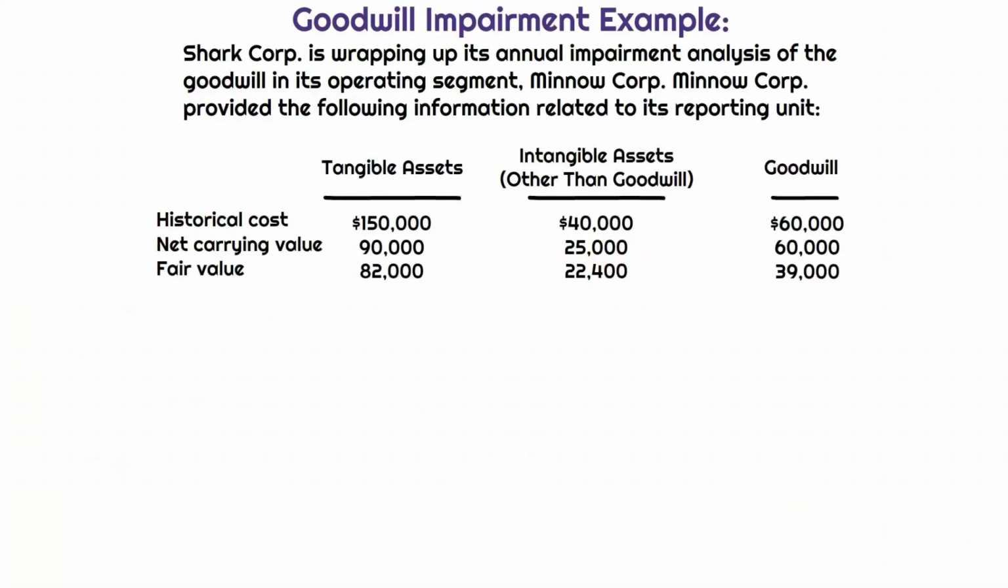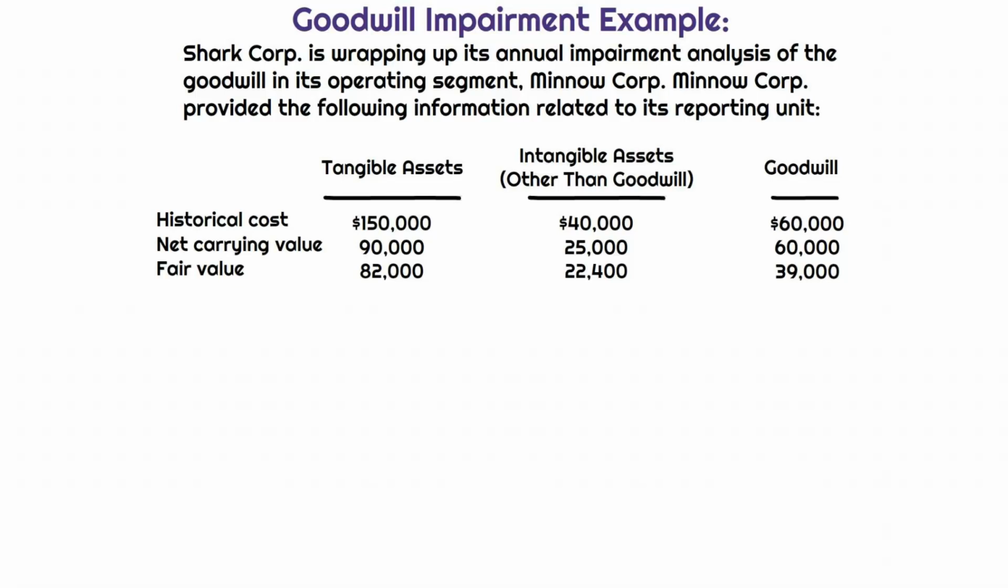Okay, so let's run through a quick example and see how we put this to the test. All right, so no pun intended. Shark Corp is wrapping up its annual impairment analysis of the goodwill in its operating segment, MinnoCorp. MinnoCorp provided the following information related to its reporting unit. They had tangible assets. They had intangible assets other than goodwill. This could be things like their patents, their copyrights, their trademarks, all that jazz. And then they have goodwill. Collectively, all three of these make up their reporting unit.